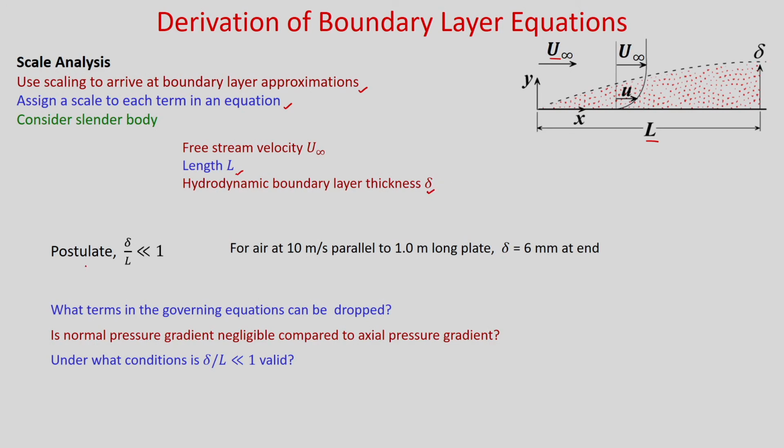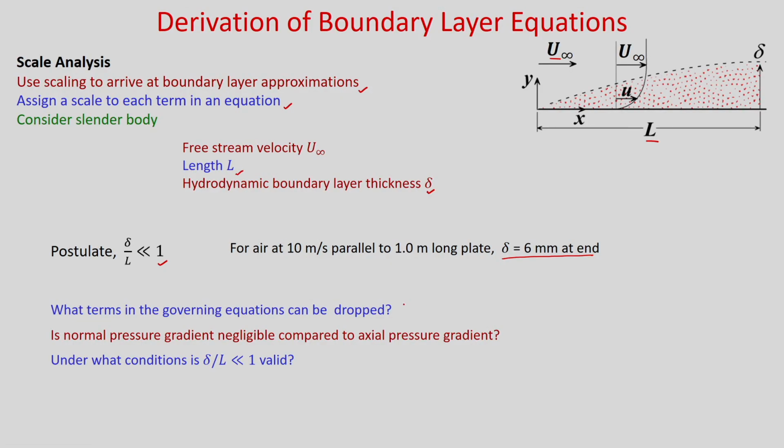Now, we will postulate that delta by L is much smaller than 1, because we have already seen that for air at 10 meter per second parallel to a 1 meter long plate, delta is of the order of 6 millimeter at the end. So, obviously, we can assume that delta by L is much smaller than 1. Now, let us answer these questions. What terms in the governing equation can be dropped? Is the normal pressure gradient negligible compared to the axial pressure gradient? And under what conditions is delta by L much smaller than 1 valid? We will answer these questions one by one.